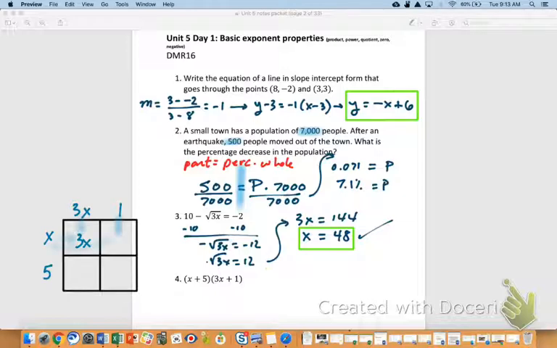1 times x is x. How about the lower left box? I need to multiply here and here to get that. What do I get there? 15x, yep. And then lastly, the final box that's blank there, that would just be the 1 times the 5, which of course is 5. And then I'm just going to collect any like terms. And I hope you guys noticed that in this case, the x and the 15x were like terms. So those were easily added.